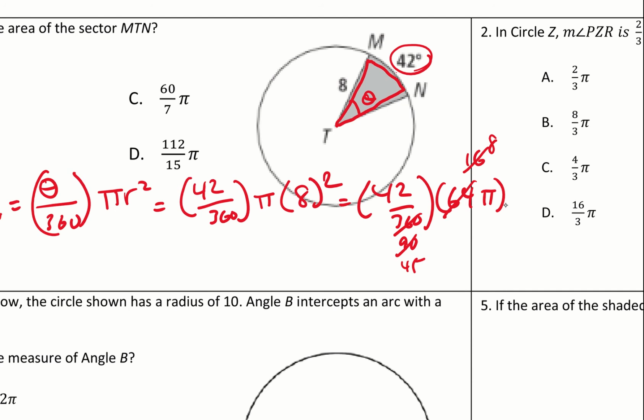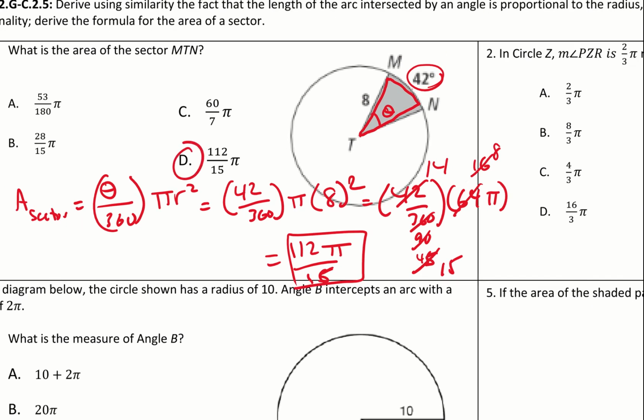All right, and then we can take that and basically reduce 42 over 45. So in this case, 3 goes into 42 14 times, and 3 goes into 45 15 times. And then finally we have 14 times 8 is 112. So we get 112 pi over 15. And there's my area for my sector. Okay, so just reducing that fraction as much as we can.